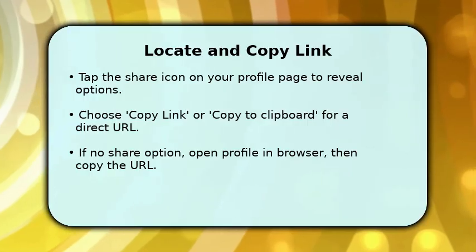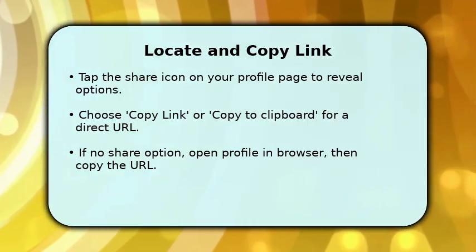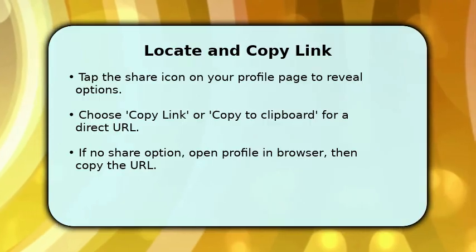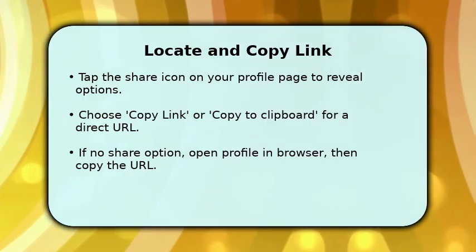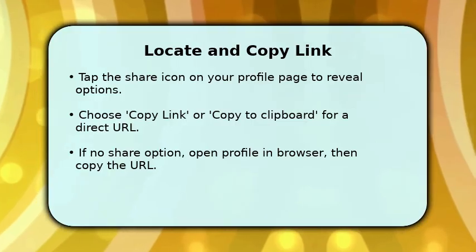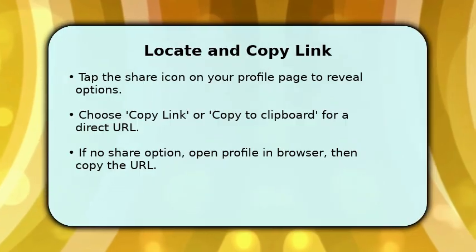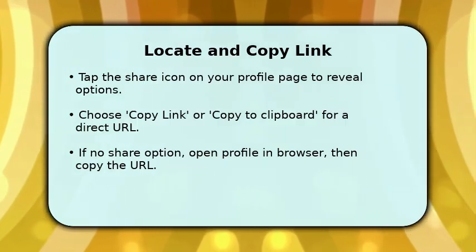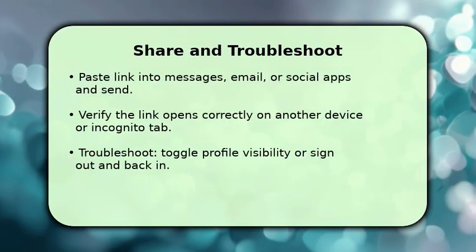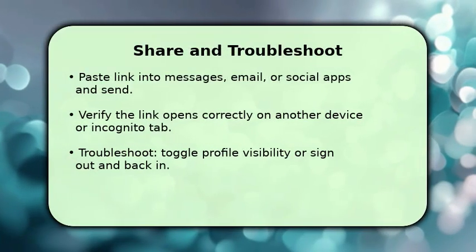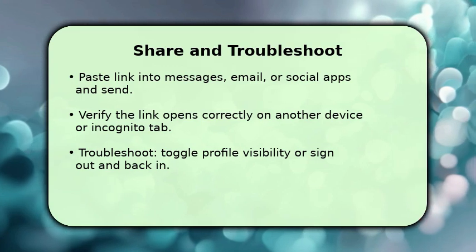If the app doesn't show a share choice, use the menu to open in browser, then copy the web address from the browser bar. Make sure the copied link includes your user identifier or profile name so recipients land directly on your page, not on a generic Amazon homepage. Paste the copied URL into the app where you want to share, text, email, or social, and send it.